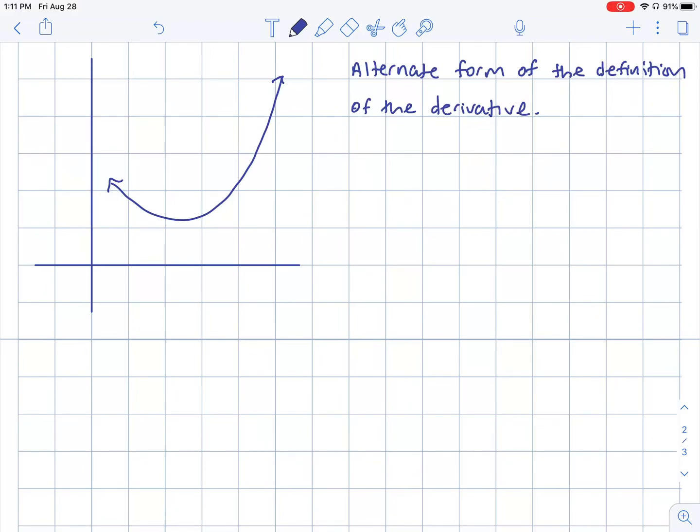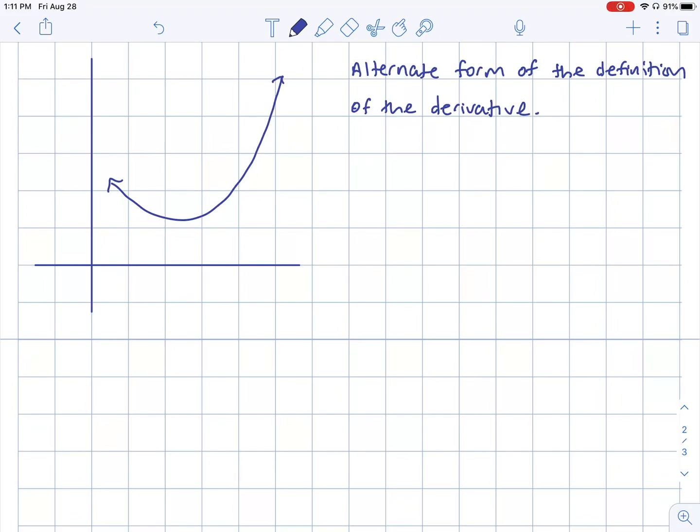In the alternate form of the definition of the derivative, both of which you have to know, the original definition of the derivative is the more popular one. However, this one also is just as important because there are certain problems where, when you're working with the definition of the derivative, one form works better than the other.